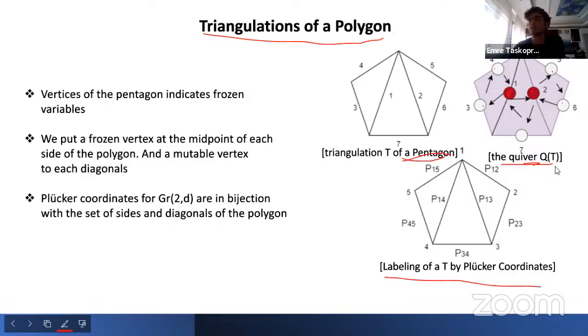However, there is one more thing I should mention. Look at coordinates of Grassmannian: two-dimensional vector subspaces of a d-dimensional vector space are in bijection with the set of sides and diagonals of the polygon. And they can be shown like this. We have these points 1, 2, 3, 4, 5, and the edges between these points are naming our Plücker coordinates. For example, the one between 1 and 2 is called P1,2. The one between 2 and 3 is P2,3. And these are our Plücker coordinates.